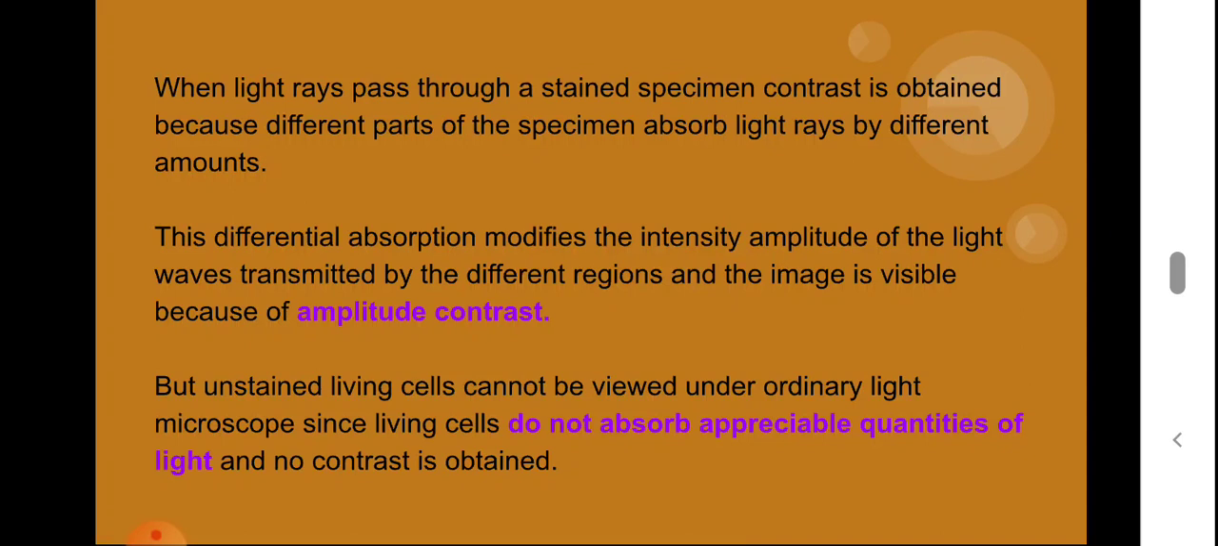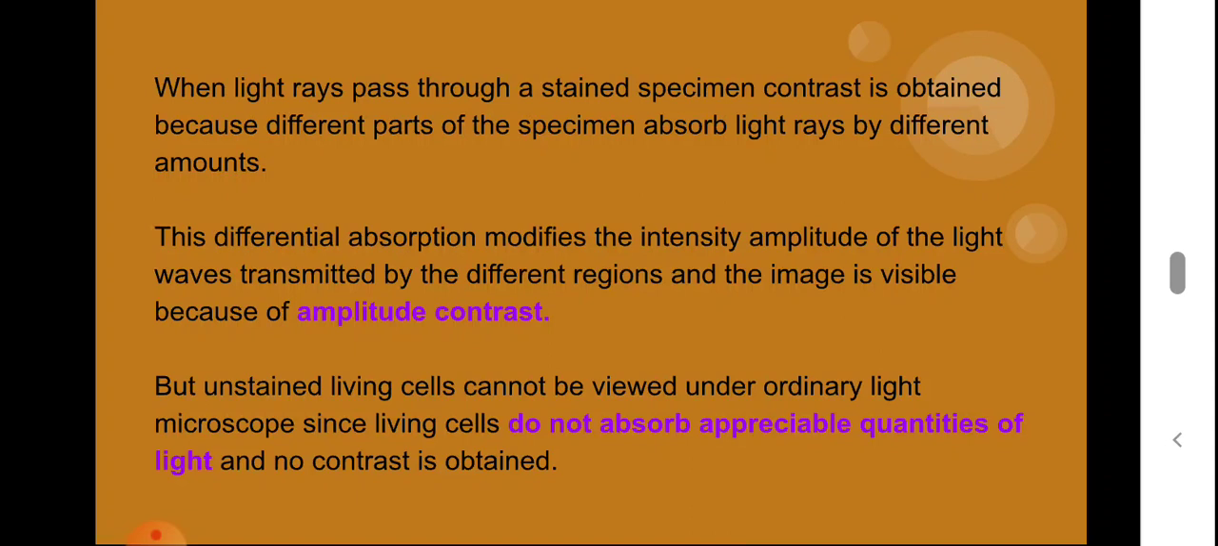This is what is happening during staining of the specimen and observing through the microscope. An amplitude contrast is created, and so we can see the specimen through the microscope. But what happens with unstained living cells? They cannot be viewed through an ordinary light microscope. Why? The living cells do not absorb appreciable quantities of light, and so no contrast is obtained.